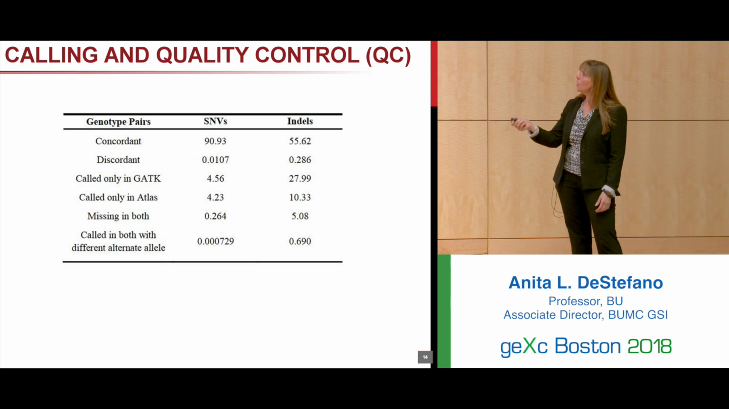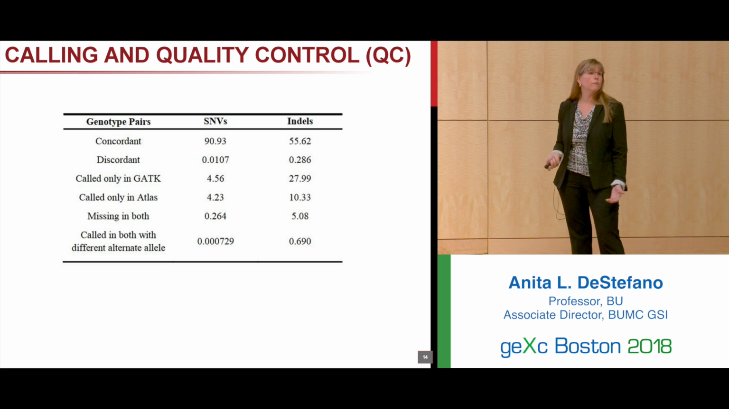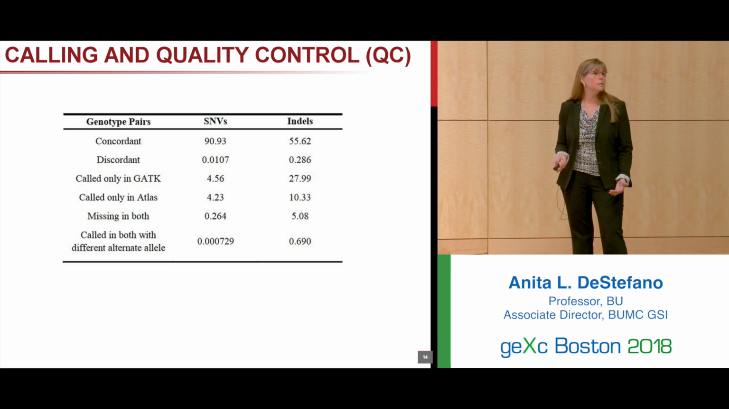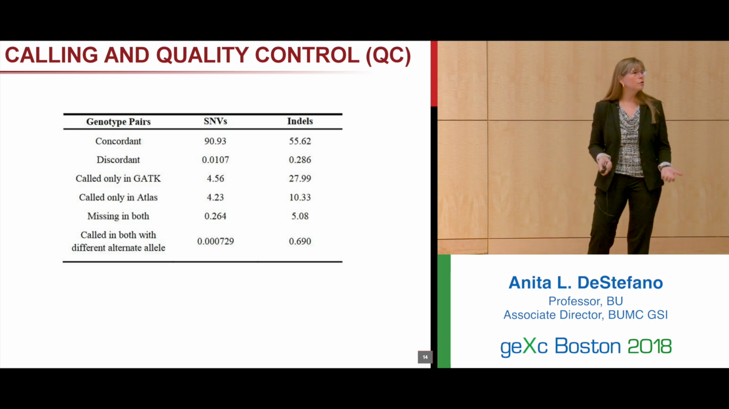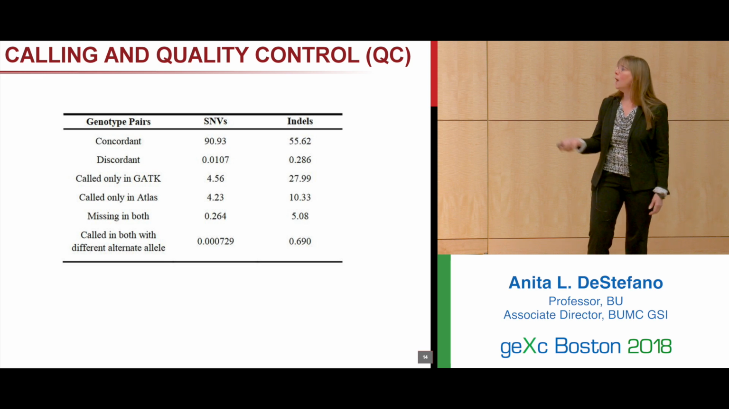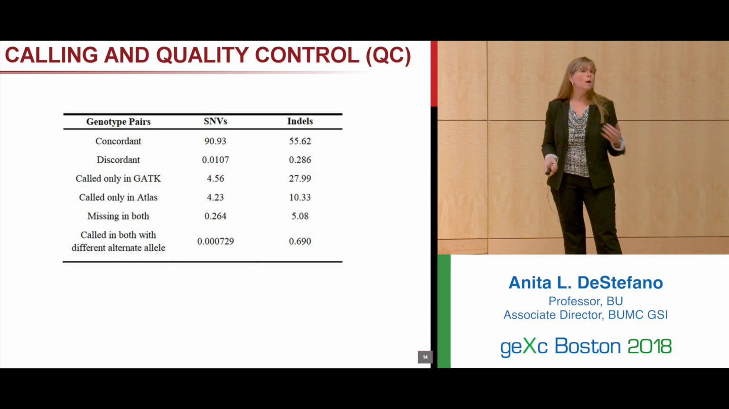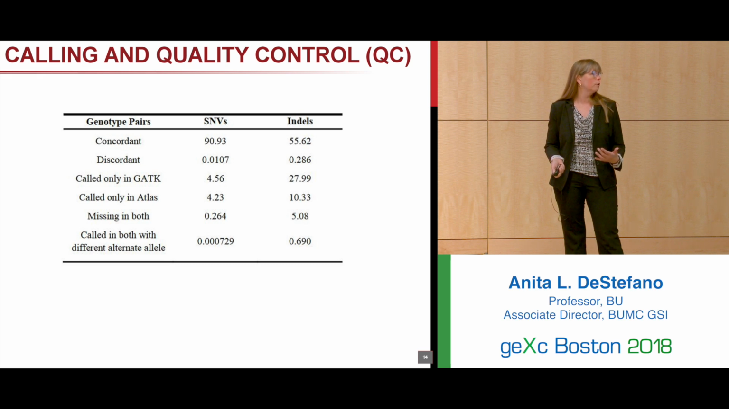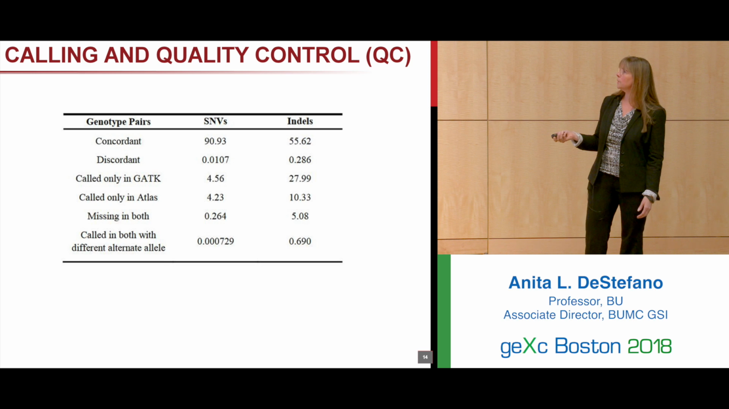The situation, however, as you can see, was different for indels. Indels are a little trickier to call, and so the concordance rate was much lower, and the number of indels called uniquely by the different callers was substantially greater than for the SNV variants.